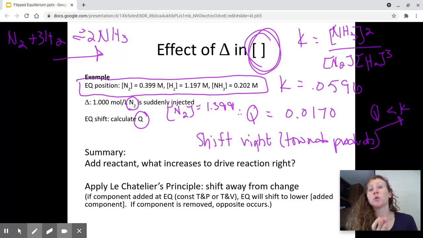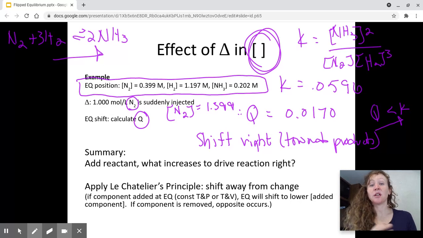Same thing if we remove it. If we remove reactants, the system will shift to build those reactants back up. If we remove products, the system will shift to build those products back up. So whatever the stressor is, the system is going to shift in order to minimize that stressor. And that's exactly what we see here. We introduced a reactant, and then the system shifted towards products. It made more products. It reduced the amount of reactants we had, right?